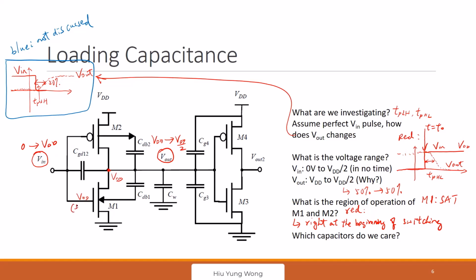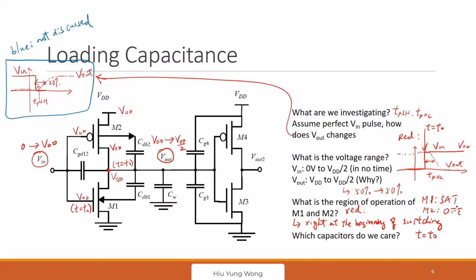And here is also T0. Very good. This is very important, you ask this question. I really hope everyone does that. Then how about M2, if that is the case? What is the region of operation for M2 at this moment? It's cutoff. Here VDD, and here VDD. Exactly, cutoff, so this is off.